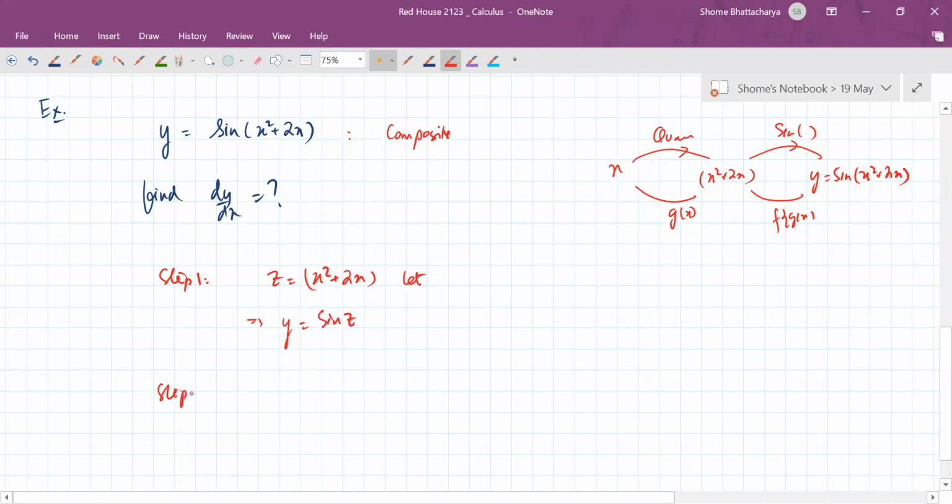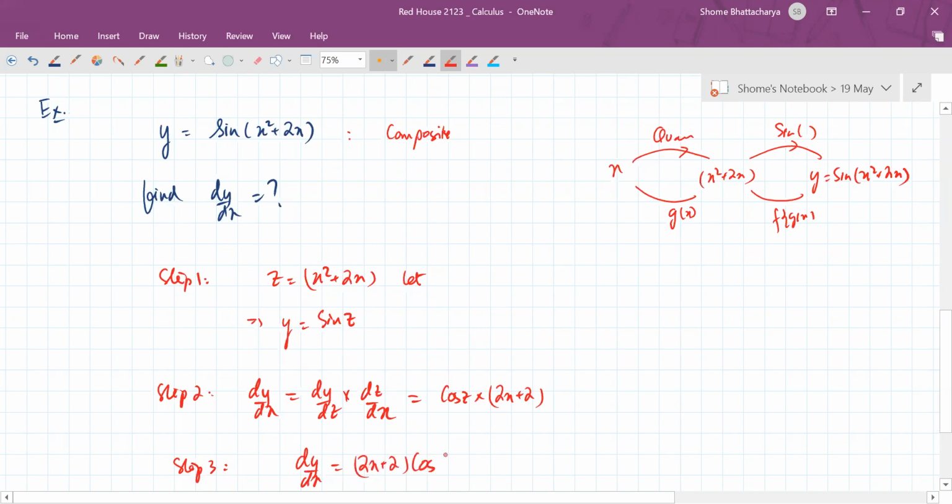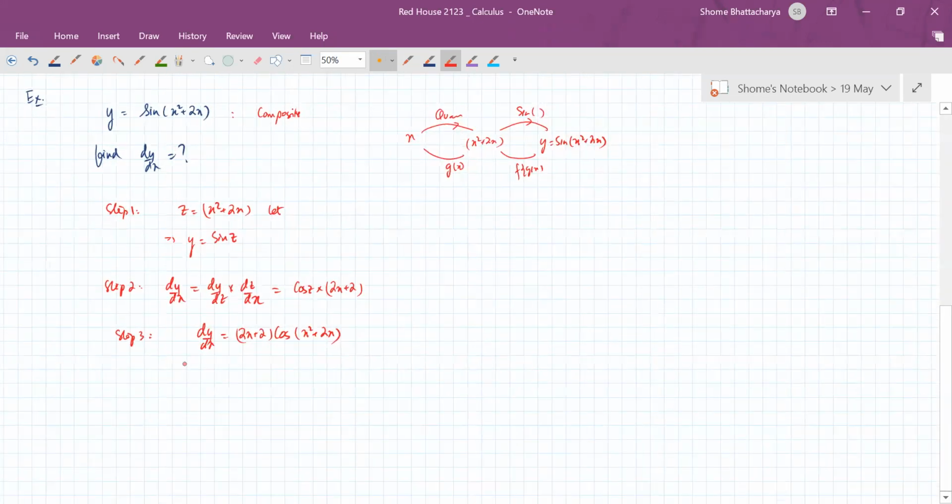So then our chain rule step becomes derivative of y with respect to z into derivative of z with respect to x. So differentiation of sine z, you can see, is cos z, and differentiation of x square plus 2x is 2x plus 2. So now just the resubstitution will tell us that dy by dx is 2x plus 2 into cos of z, where z is again x square plus 2x. So this can be left as the answer, or you can further just take the 2 common.